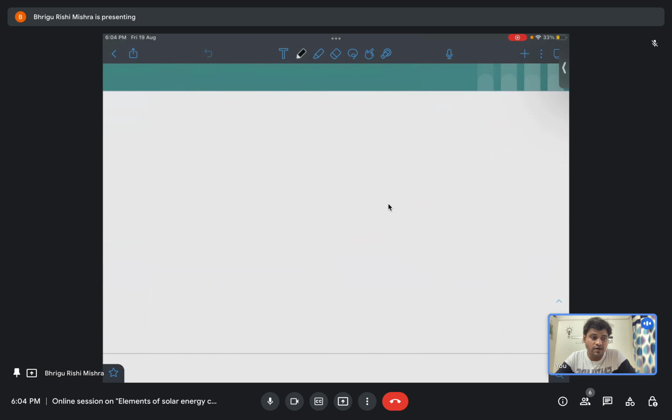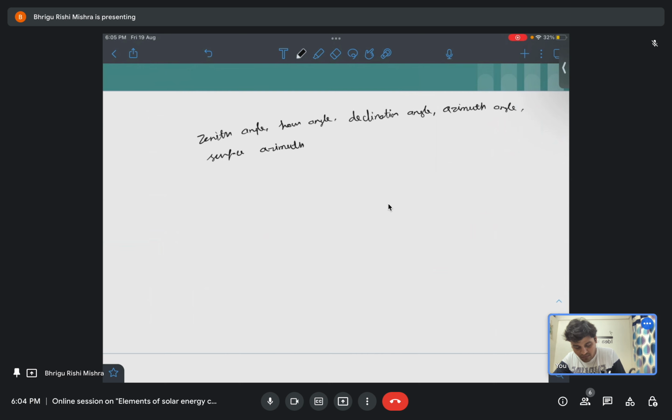In week 4 lecture, mainly the derivation of the angles were covered. So earlier we considered the zenith angle, hour angle, declination angle, azimuth angle, solar azimuth angle, surface azimuth angle. So we saw these angles.